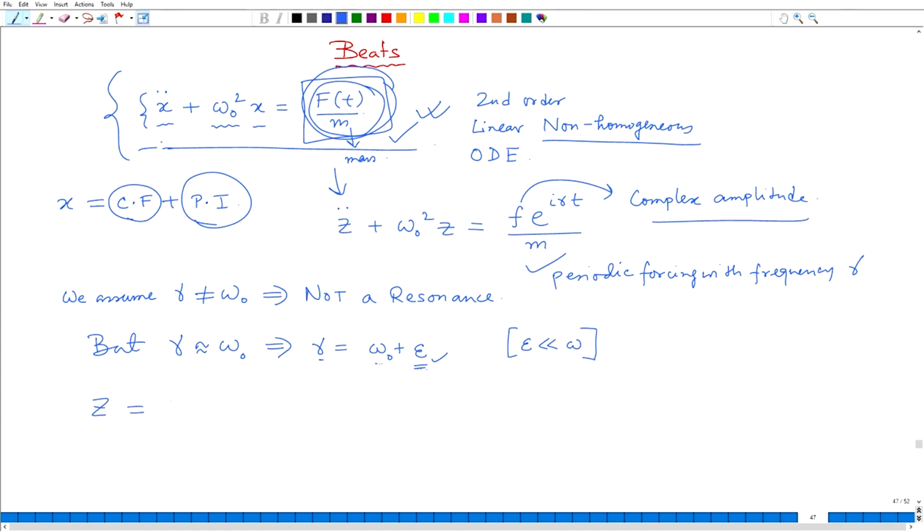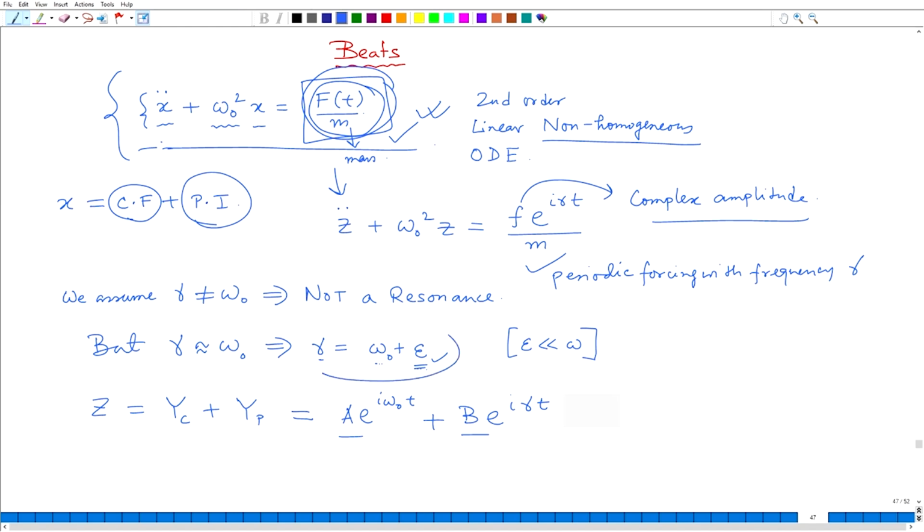Then we know the solution for the equation will be simply z, which will now be the complementary function plus the particular integral, and the complementary function will be given by A e to the power i omega 0 t plus B e to the power i gamma t. A and B both are complex amplitudes, and that is why they take care of the initial phases.